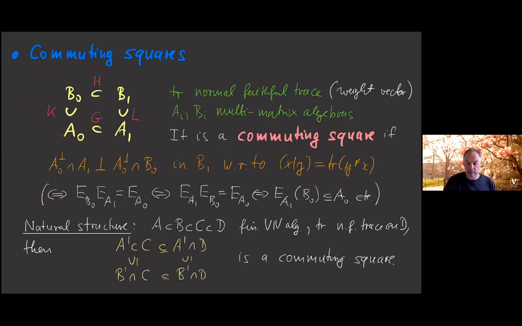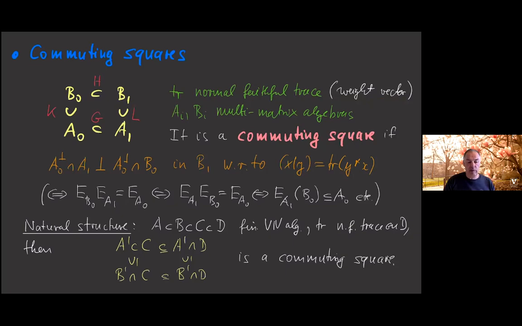Well, let me just explain it in the context of multi-matrix algebras. So the algebras A_i and B_i that you see here are all direct sums of matrix algebras. They could be infinite direct sums of matrix algebras, but we always assume that we have a normal faithful trace that is given on the biggest one. So in case this guy is an infinite direct sum of matrix algebras, this would be an L1 vector, right?